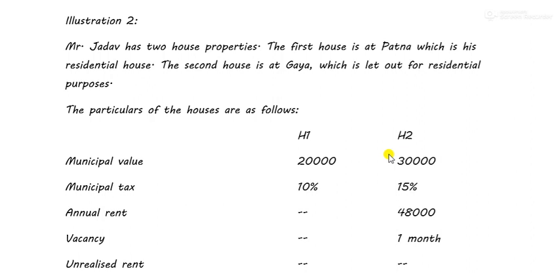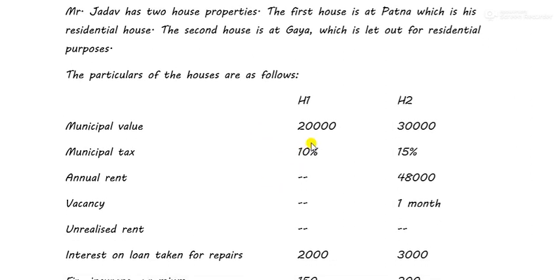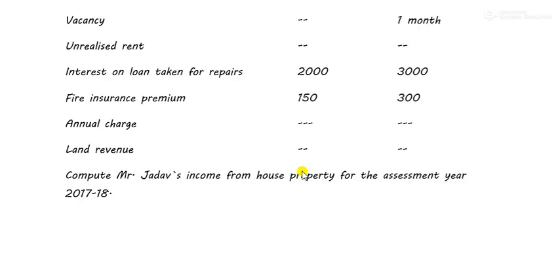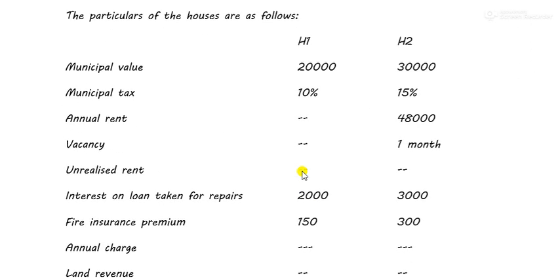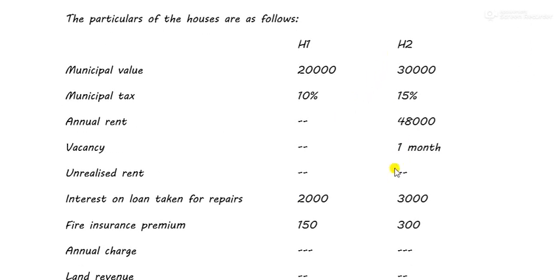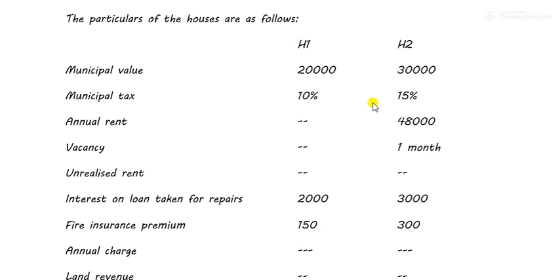In the last illustration, there were two houses of an assessee, of which one was self-occupied and the other was let out. The self-occupied was calculated correctly. However, in the let out part, the values of the self-occupied house were put by mistake. So let us do only H2 again, because H1 here is correct.